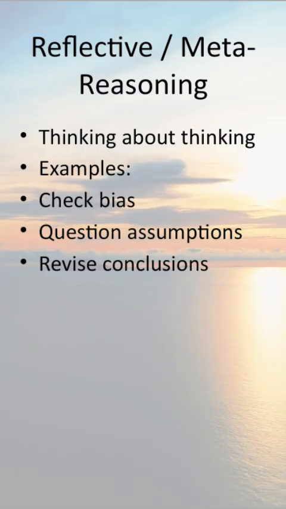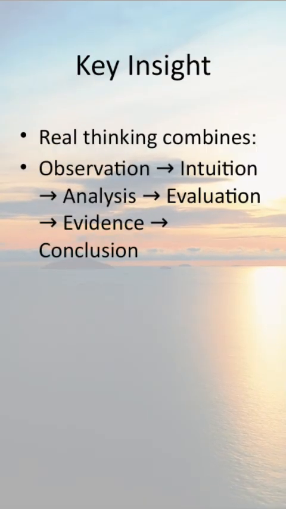When we talk about real thinking, it's actually a process that involves several key steps working together. It starts with observation, where we notice the details and gather initial information. Then, we move into intuition, which is that gut feeling or instinct that helps us make early sense of what we've seen. Next comes analysis, where we dig deeper, breaking down the information to understand it better.